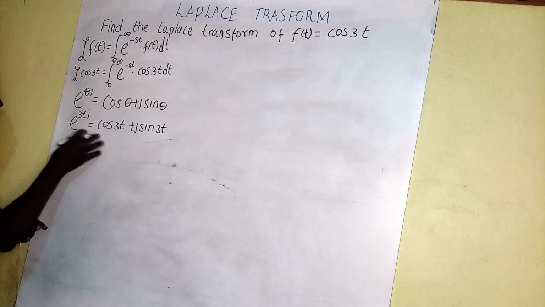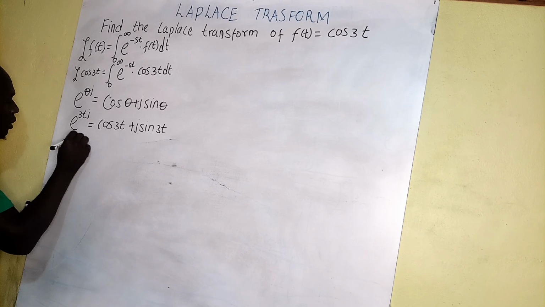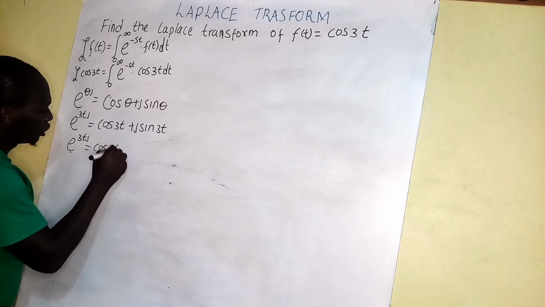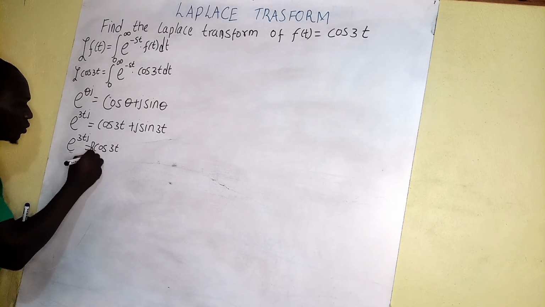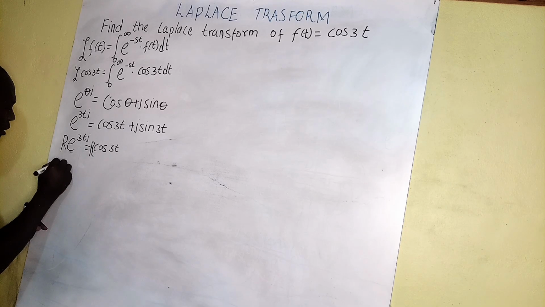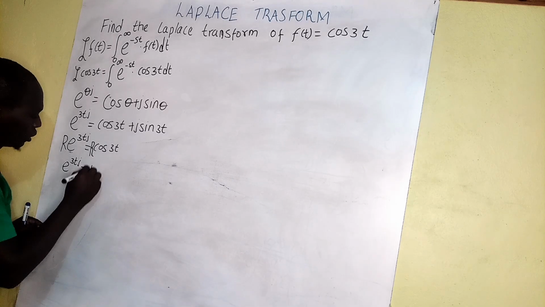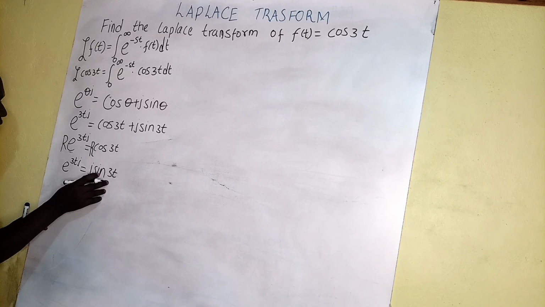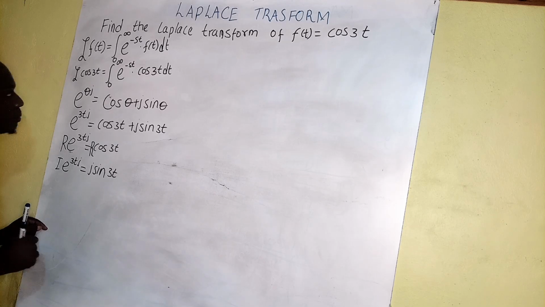At this point we can say that exponential 3tj will be equal to cos 3t plus j sin 3t. Since cos 3t stands for the real side, we are going to introduce our R here and our R there. And we can say exponential 3tj will be equal to j sin 3t, which stands for the imaginary. Hence, we are going to introduce our I here.